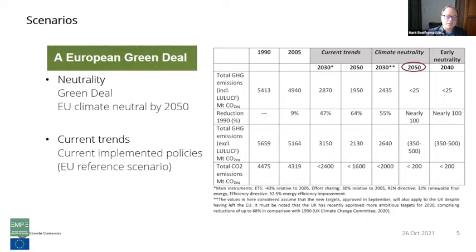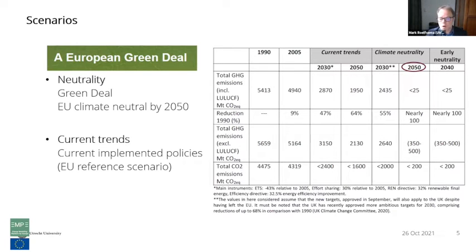Well, the comparison is done by asking all the model teams to implement the same type of scenario. So for this, we are currently using 2 scenarios, neutrality and current trends. So the neutrality scenario is actually representing the Green Deal. So the EU wants to be climate neutral by 2050, and the current trends is the current implemented policy scenario, which is kind of similar to the reference scenario where all current policies are being implemented.